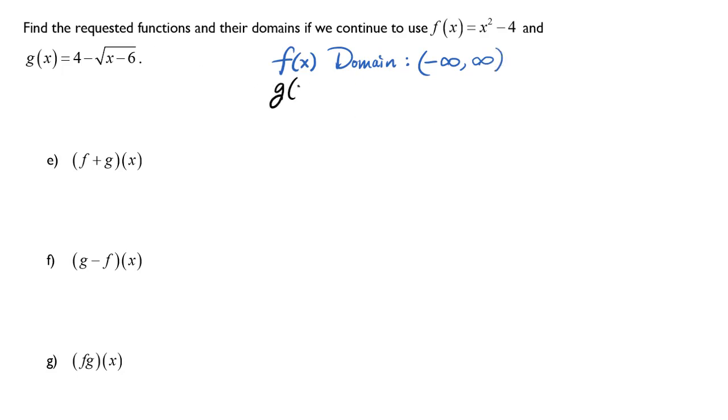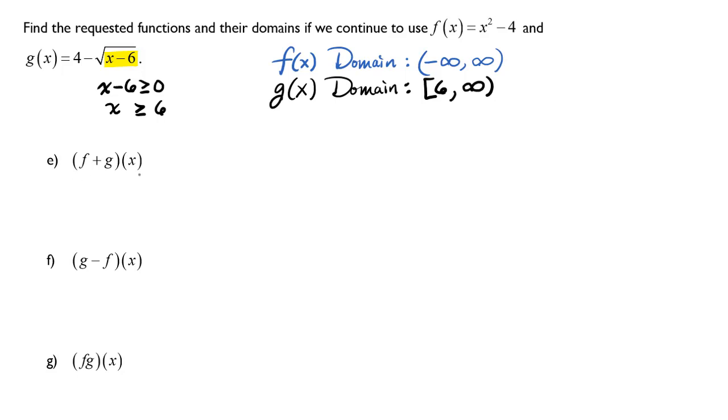For g of x, we have a domain that is a little more restricted. Remember, we take the radicand and we say that that radicand must be greater than or equal to 0. That will ensure that there will be no negative numbers under the radical. So when we solve for x, we get x must be greater than or equal to 6. So our domain is from 6 to infinity.